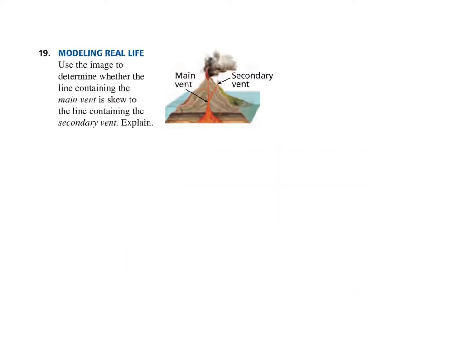Number 19, modeling real life. Use the image to determine whether the line containing the main vent, so let's just draw this. Here's the main vent, is skew to the line containing the secondary vent. Here's the secondary vent. Well, skew means they don't intersect, and these intersect. So, use the image to determine whether the line containing them is skew. Well, no, they're not skew.